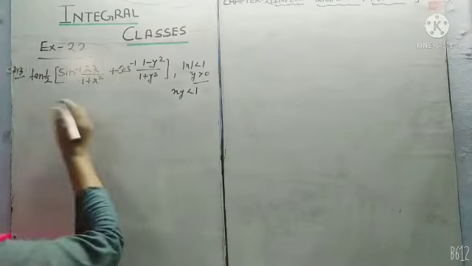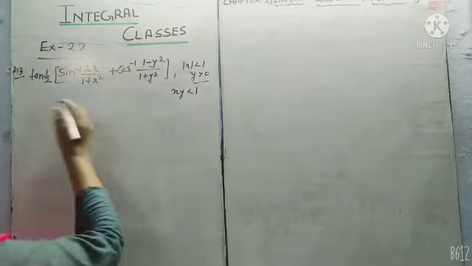Question number 15: if tan inverse (x minus 1)/(x minus 2) plus tan inverse (x plus 1)/(x plus 2) equals pi by 4, then find the value of x. So we will find the value of x in this question. As we observe here, if it is capital X and capital Y, we will use the formula tan inverse X plus tan inverse Y equals tan inverse (X plus Y)/(1 minus XY). This formula again we will use here.